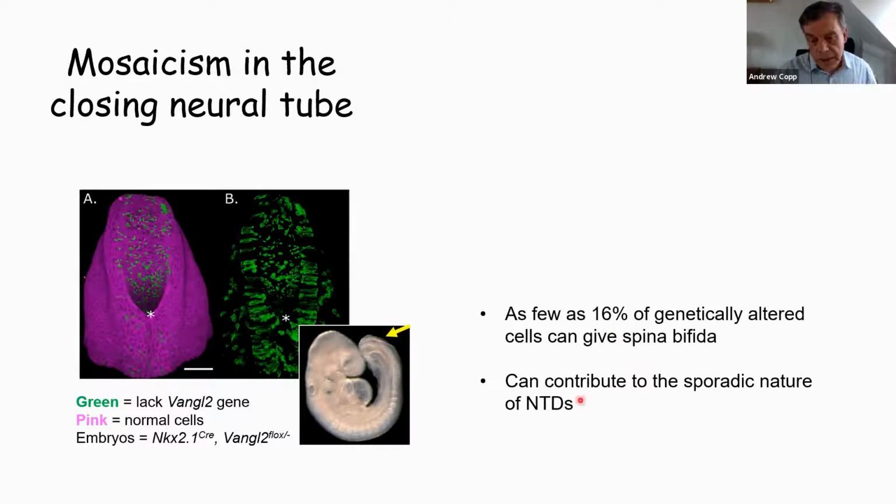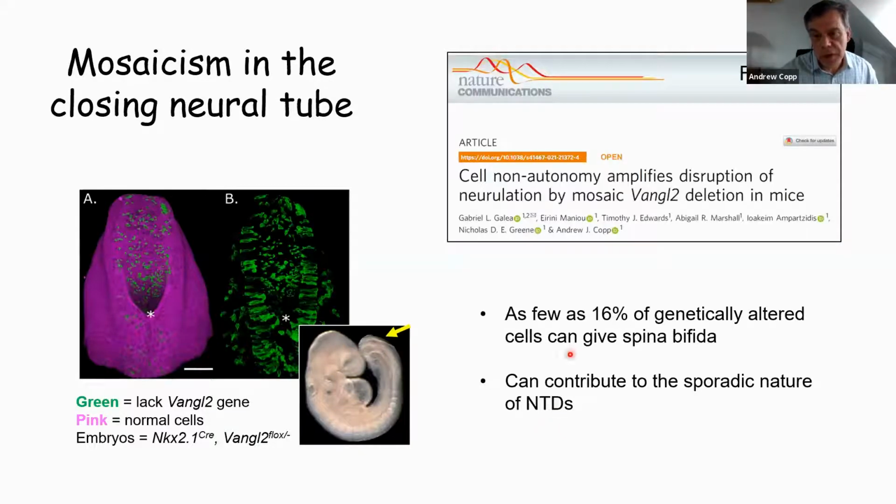And so clearly this then opens up a whole new possibility, which is that many, and I would say possibly most, neurotube defects may turn out to be mosaic, in fact. So this can contribute to the sporadic nature of the neurotube defects. Often there is no obvious inheritance, and that could be part of this reason. So we published this paper earlier this year, and the main focus of our study was to try to understand how as few as 16% of these cells can actually make the neurotube stay open.